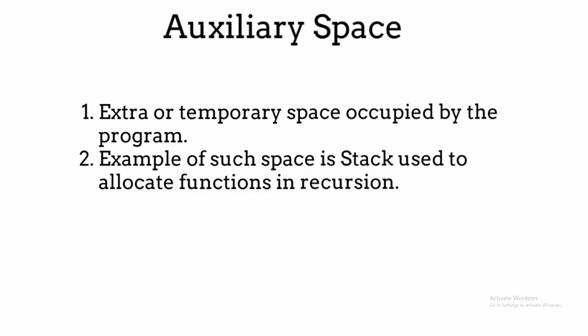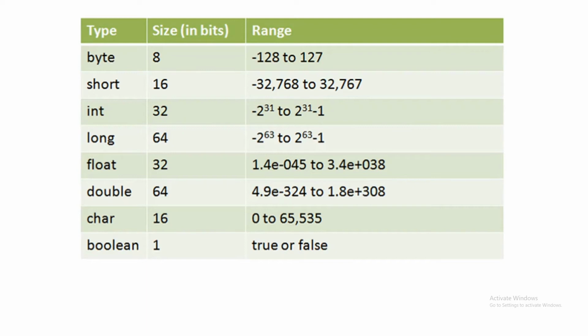What is auxiliary space? Auxiliary space is nothing but the temporary space that is occupied by your program. Auxiliary space can be explained most clearly while using recursion. When we call a particular function over and over again in a programming language, each function call or result of a function is stored in a stack. So this stack is considered as auxiliary space for a particular program.